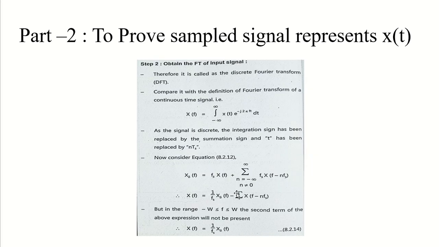So again we will be ignoring n equals 0. We are including it over here, and then we are representing the remaining signal. And the Fourier transform of n equals 0 will be 1 by fs into X delta of f, minus the Fourier transform of the whole term. But there is one catch. In the range of minus omega to omega, the second term of this equation will not be represented by X of f equals 1 by fs into X delta of f.